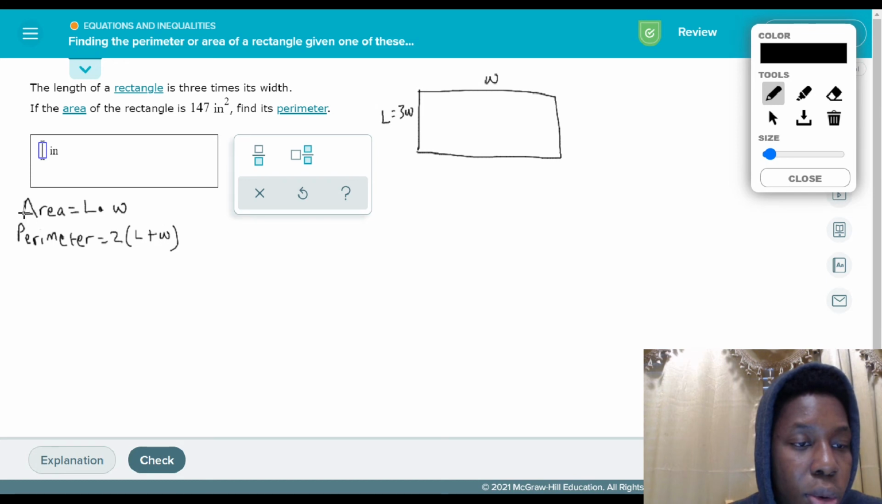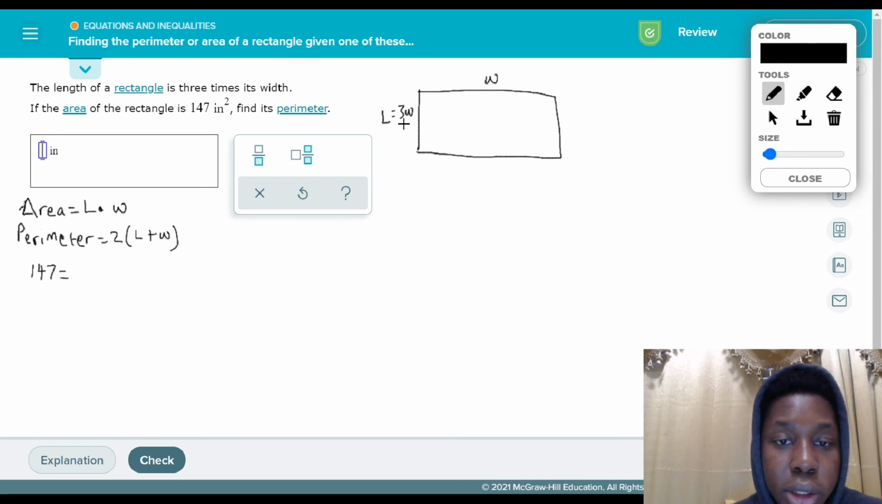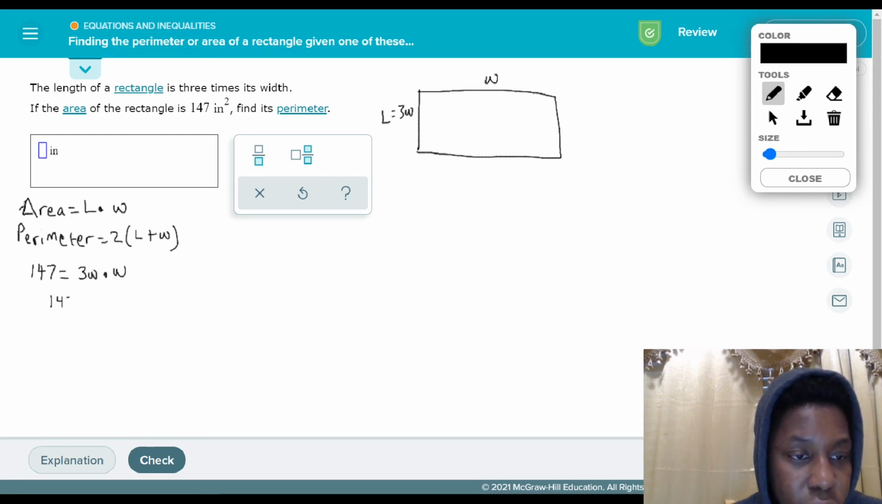What we have to do now is replace the area with 147, because that's what we're working with in this question. So 147 equals length, which in this case equals 3w, times the w. W remains the same. So this is 147 equals 3w squared.